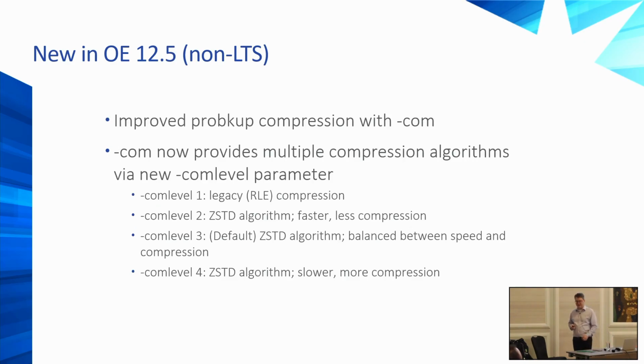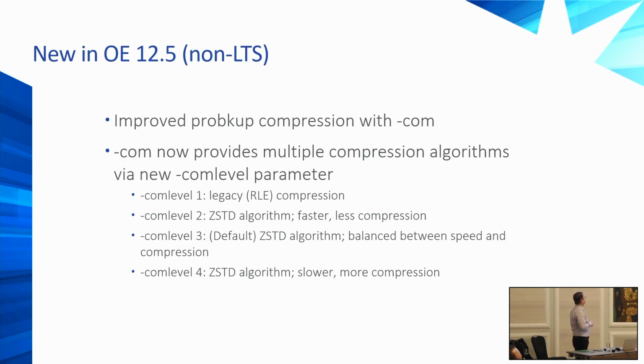In 12.5, we have an improvement, finally, to ProBackup and the compression that you get with -com. For years, it's been sort of an old compression algorithm, RLE, and it's not terribly efficient. What Progress has done here is they've added a new algorithm. It's called Z Standard. It was developed by Facebook and open sourced, and it's now the new default for -com. So the good news here is you don't have to change any of your backup scripts. If you're using -com already, you're just going to get the better compression.